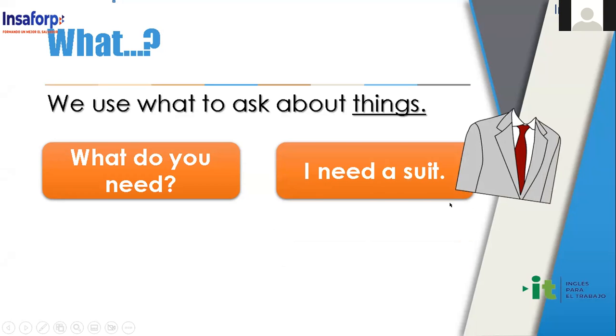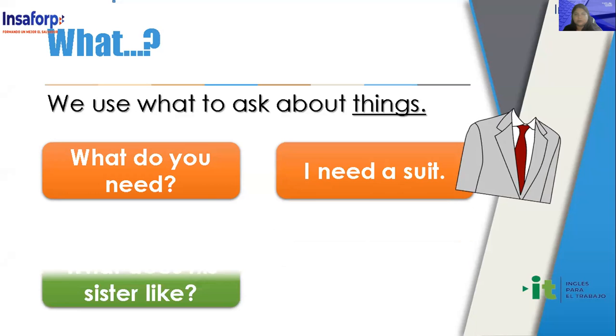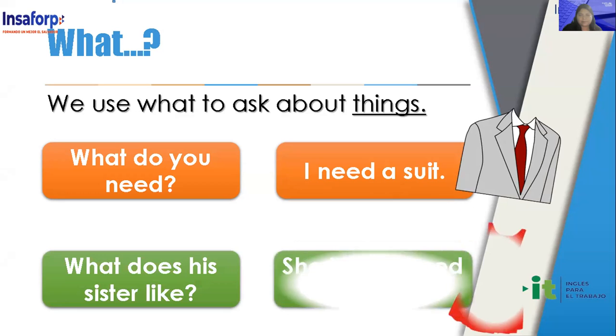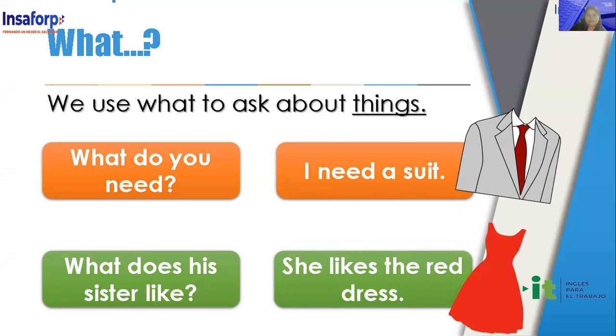Vamos a ver, what do you need? I need a suit. So I need a suit. What does his sister like? Let's see. Noemi, can you read that sentence? She likes... She liked that red dress. Okay, nice. So here we have different forms how to address the two questions. What do you need? I need a suit. What does his sister like? She likes the red dress. I want you to notice something else, but I'm going to explain that in a moment.